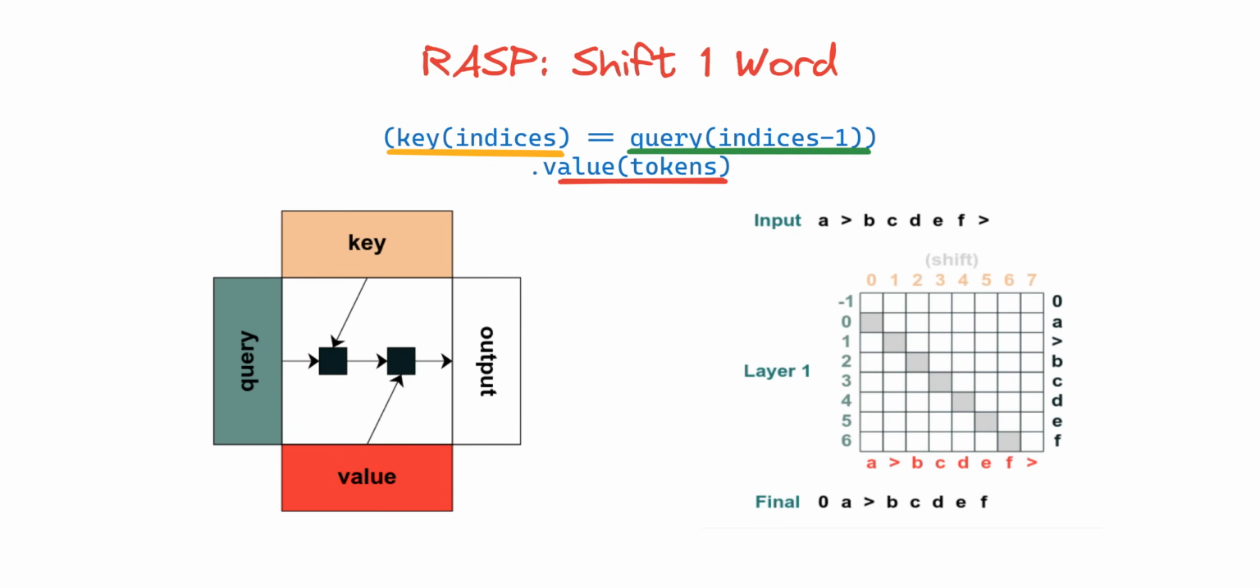Okay, here's another program. For this program, what we'd like to do is take our input and shift everything one word to the right. To do this, we match a key for the index to the query for the index -1. This leads to the matrix on the bottom right, which is an off diagonal under each of the words. Once we have that match, we pass in the original tokens as the value. This shifts them all to the right, as we can see by the output. The output consisted of summing across each of the rows, which led to just selecting each of the words that was one off from its original position.